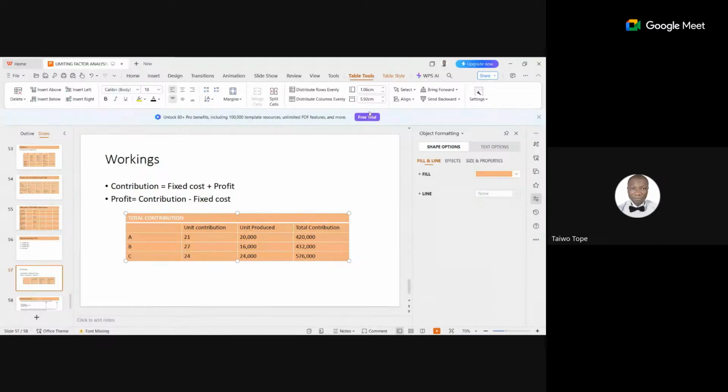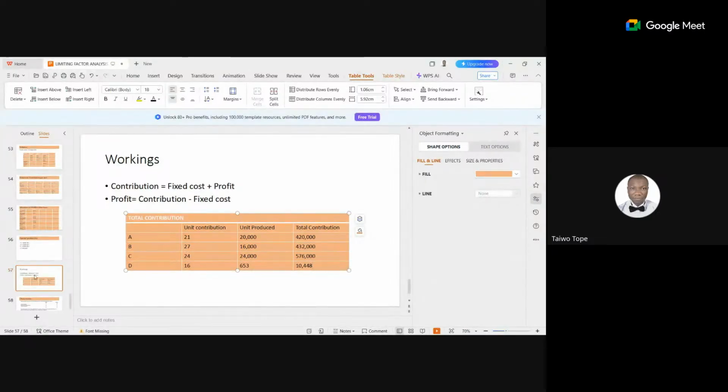For product D, the unit contribution is what? 16. The unit produced is what? 653. When you multiply, you have what? 10,448. So this is the total contribution for each of the products.